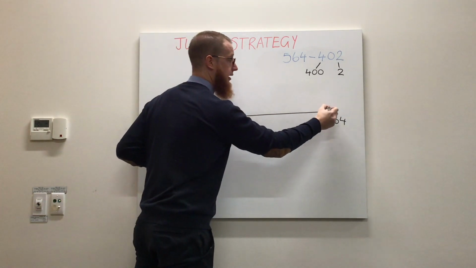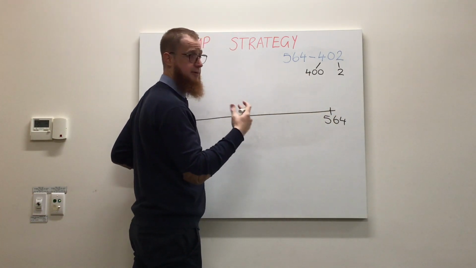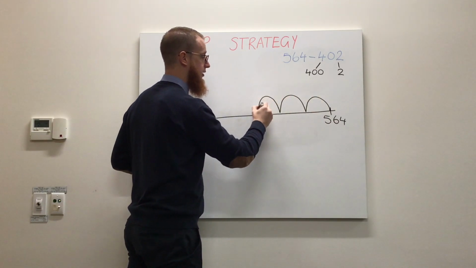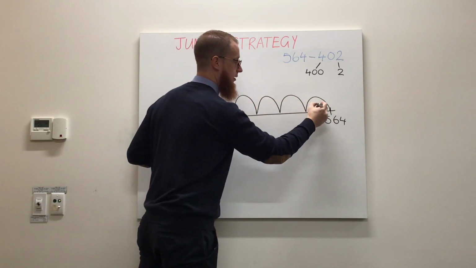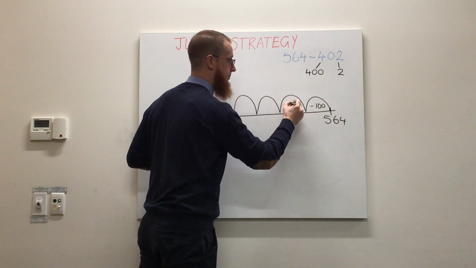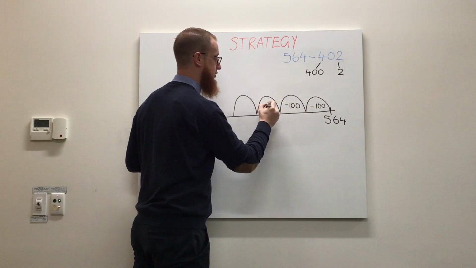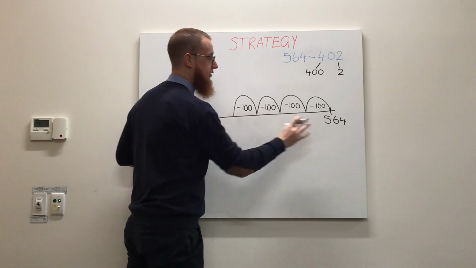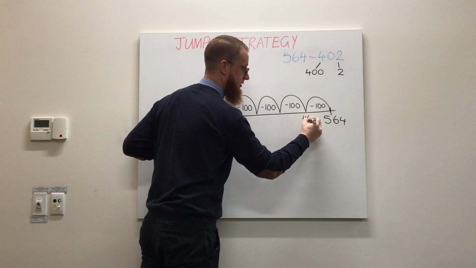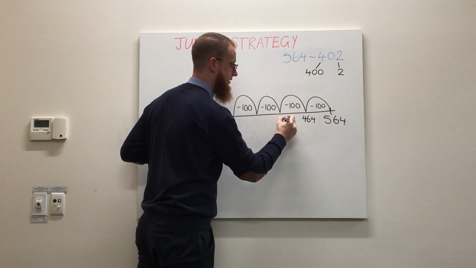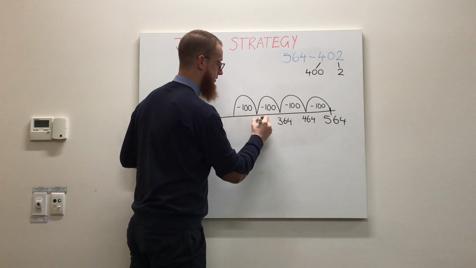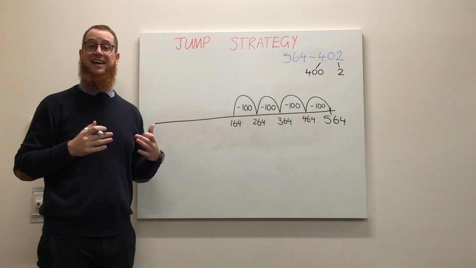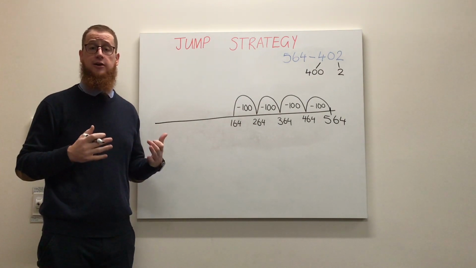Nice and easy. I start with my largest place value position first, my hundreds. I'm going to take away 4 jumps of 100. 1, 2, 3, 4. Again, showing the value of each jump. Really important so that you don't get lost or confused. 564, 464, 364, 264, 164.